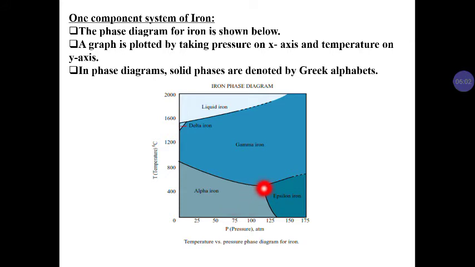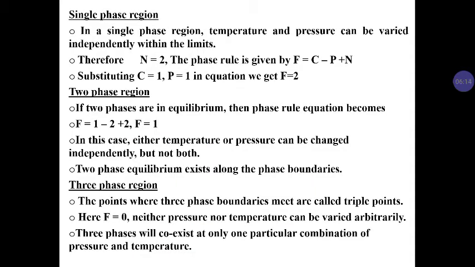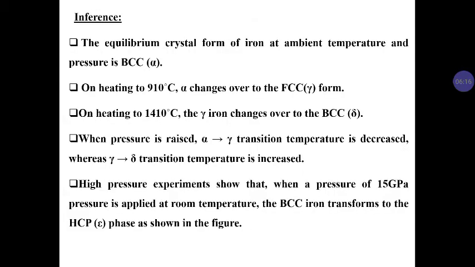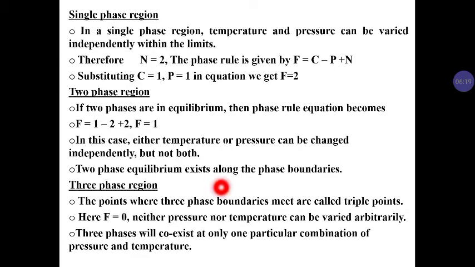So only exactly at this particular pressure and this particular temperature do all three phases exist in equilibrium. Okay, so in that sense the degrees of freedom is 0. We cannot change any of those parameters. Pressure or temperature cannot be varied.